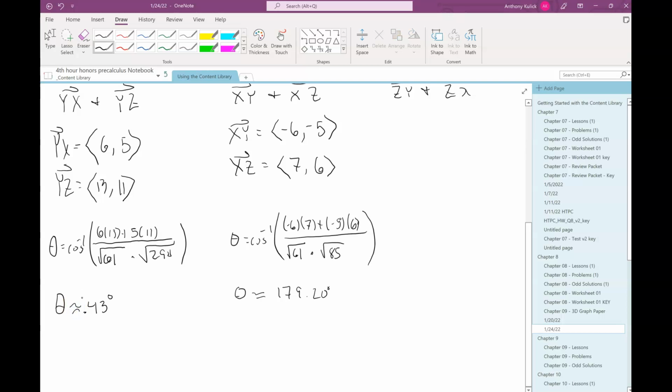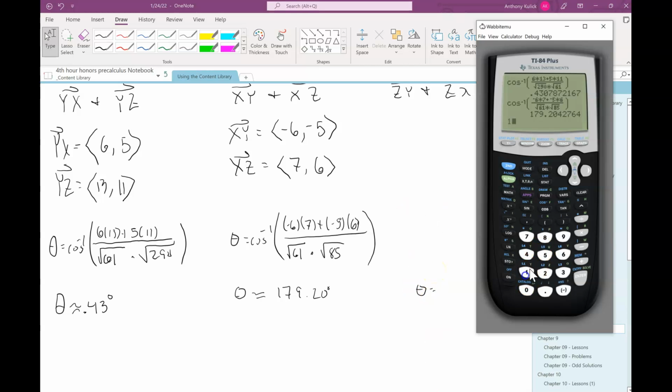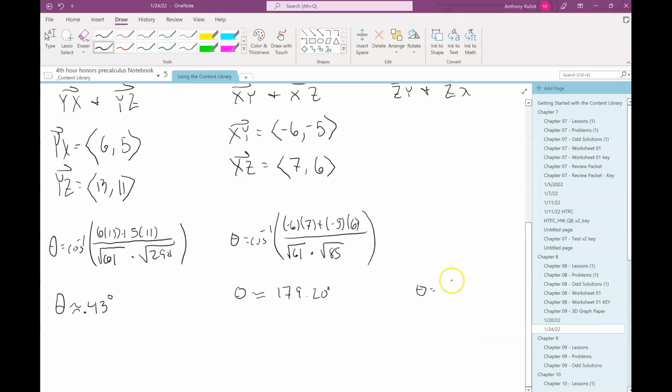And I guess at this point I can find the third one by doing the triangle sum. So 180 minus this one minus this one. So 36.